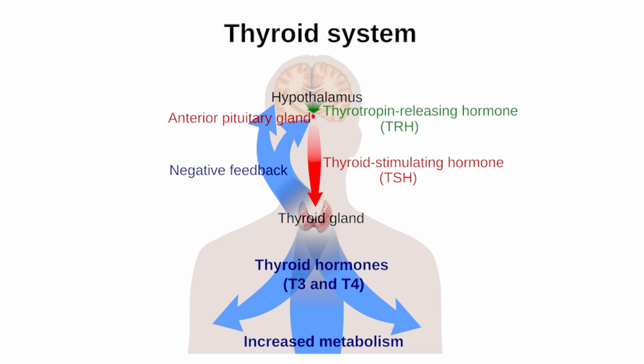In some cases, there can be something known as secondary hypothyroidism, which is basically where the pituitary gland itself is not producing enough TSH, which leads to the thyroid gland not producing enough thyroid hormone.